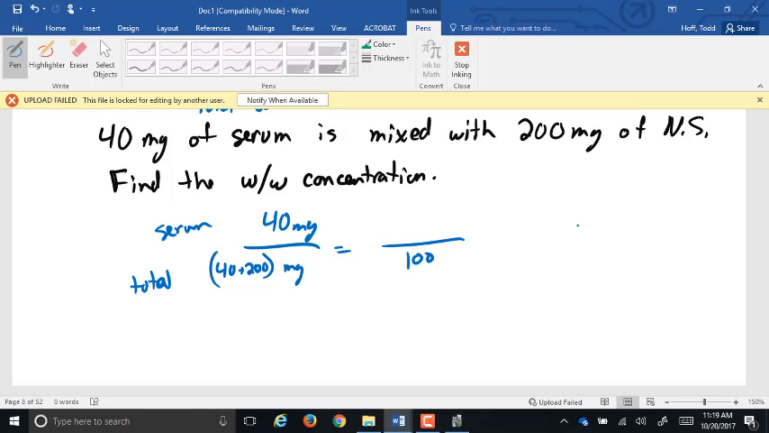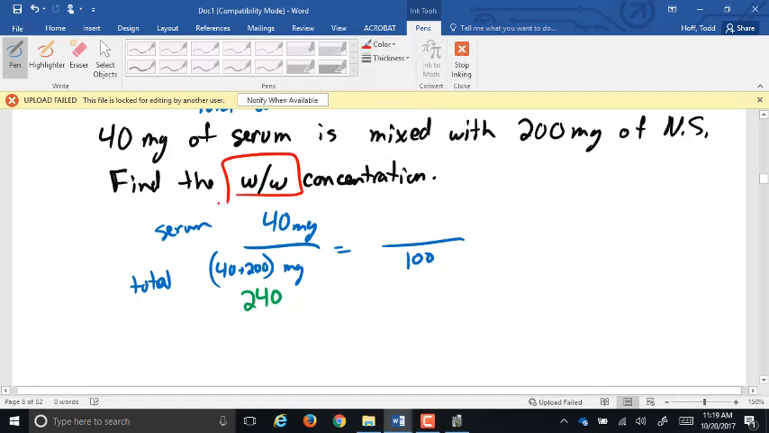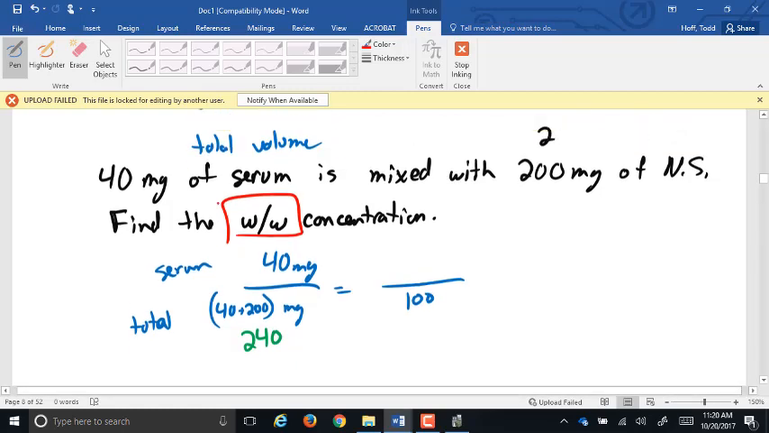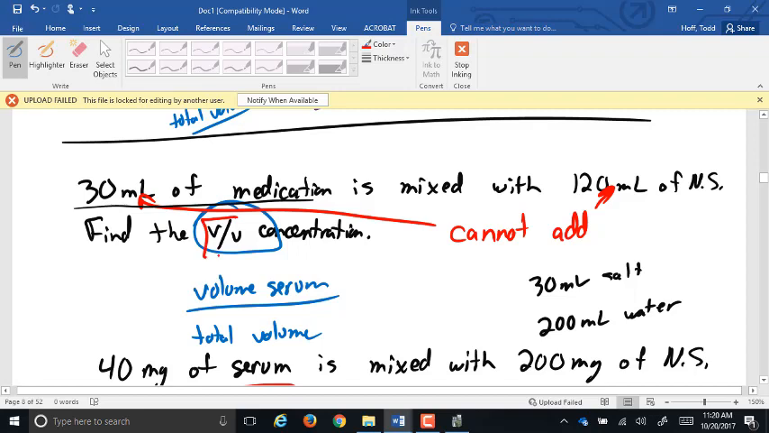This one can be solved. No, I said it was cruel to ask after the last one because it looks the same, but this one you can add and the other one you couldn't. Because this is weight and weight, it is okay to add them. I was kind of expecting a couple of you to say, well, we can't add these either, but you can because it's weight and weight. This one was volume and volume. That's why you can't add.